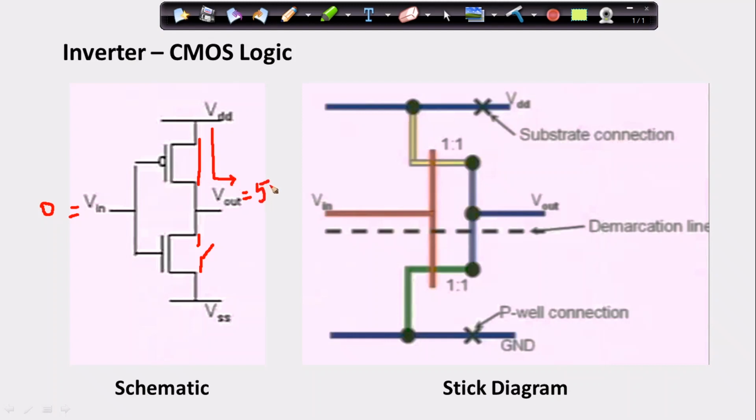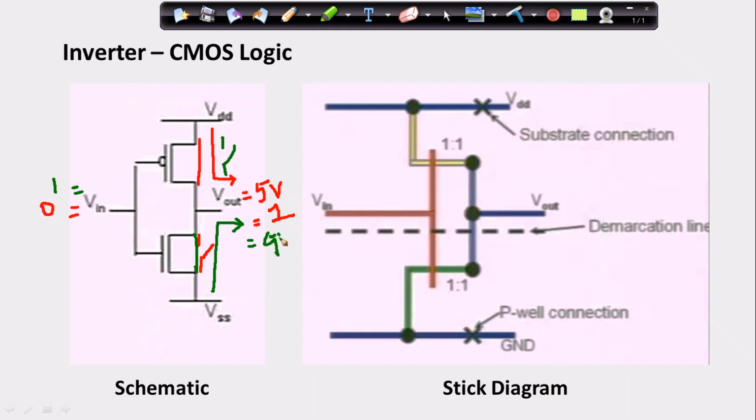It will be leading me with 5 volt. That is nothing but logic 1. In the similar way, if I apply 1, then this particular transistor will be an open switch, and this particular transistor is a closed switch, and then I'll be getting a perfect path which is connecting to ground. So this will be ground.